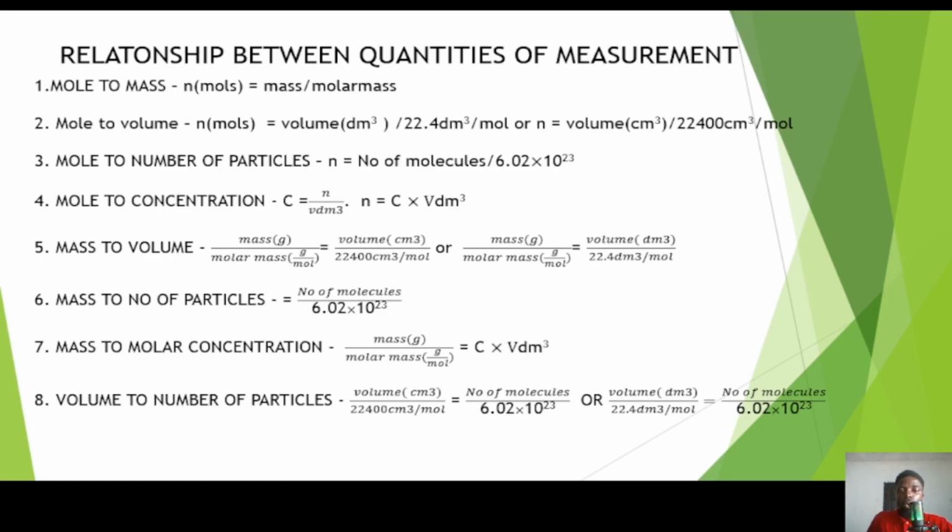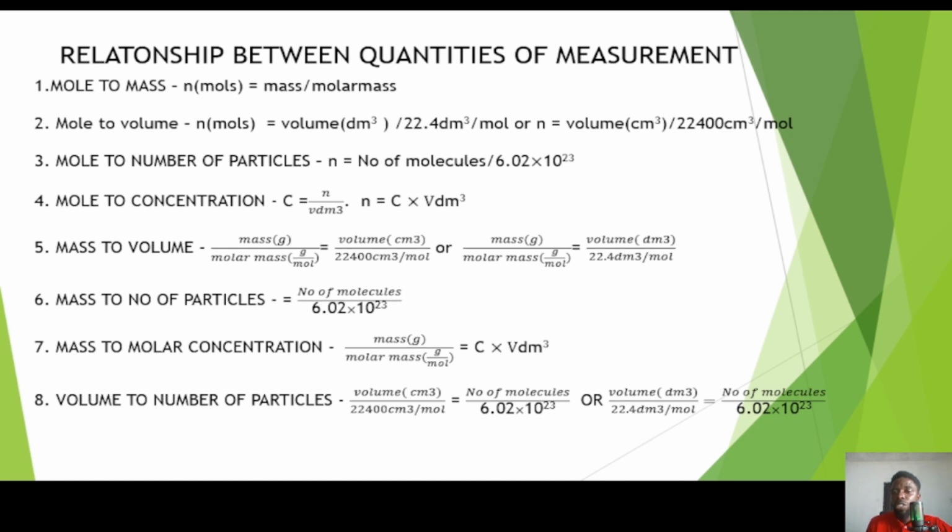Okay, so we said that the relationship between the number of moles and concentration is going to be concentration is equals number of moles divided by volume in dm cube, or you have number of moles equals concentration times volume in dm cube. We go to the next one, which is the mass to volume relation.